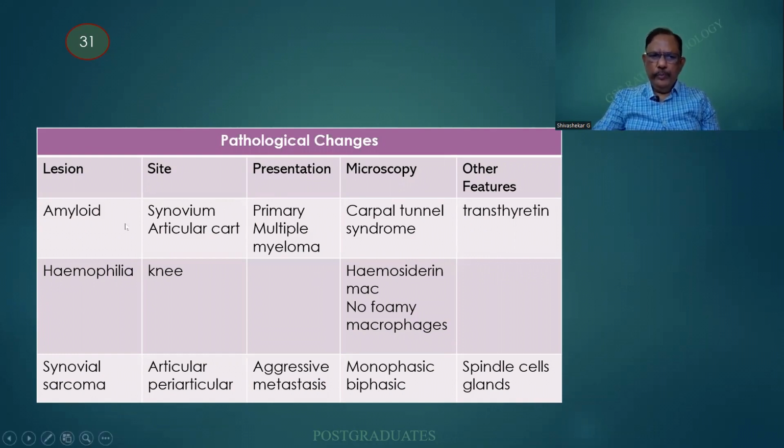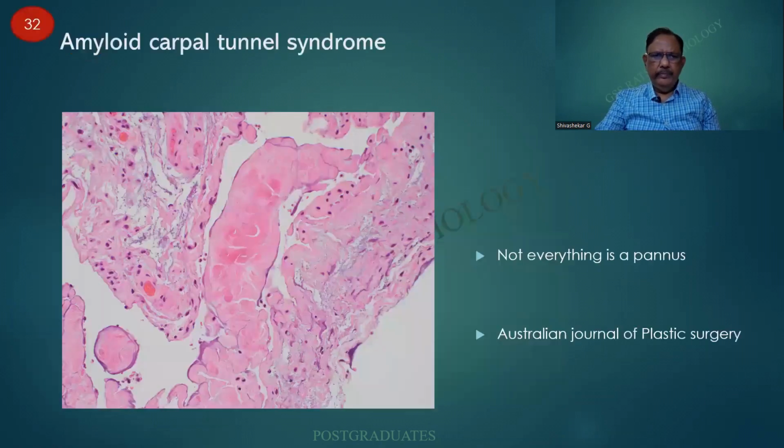Amyloid, all of you know. There can be a primary amyloid and multiple myeloma. You people know it can result in what is called carpal tunnel syndrome, and it originates from transthyretin, or primary amyloidosis, AL amyloid. So also the other things. I would like you people to kindly go through this particular list along with the previous one, and see what is over here.